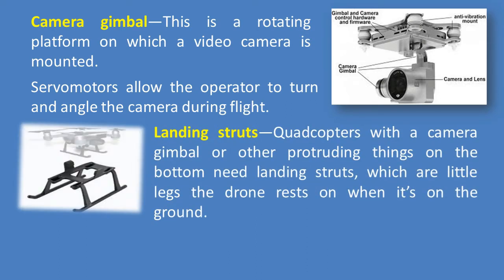Landing struts. Quadcopters with a camera gimbal or other protruding things on the bottom need landing struts, which are little legs the drone rests on when it is on the ground. The image shown here is the landing strut.